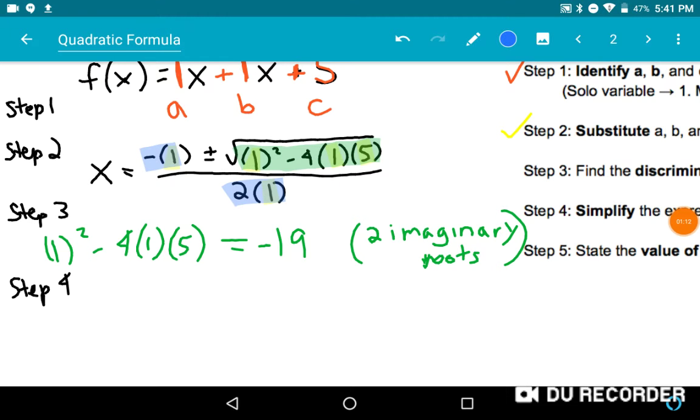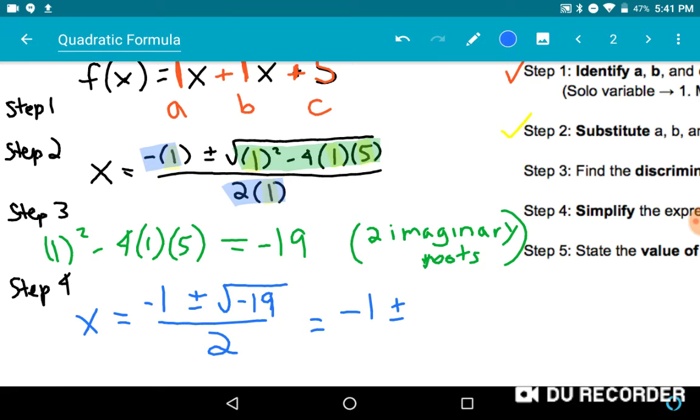So I'm looking at step 2 again, and I'm saying x equals negative 1 plus or minus the square root of negative 19 all over 2. And now I'm back to this idea of the square root of a negative number. But there's a way to write that. Negative 1 plus or minus i, where i is the square root of negative 1. So you guys like it when I write them straight.